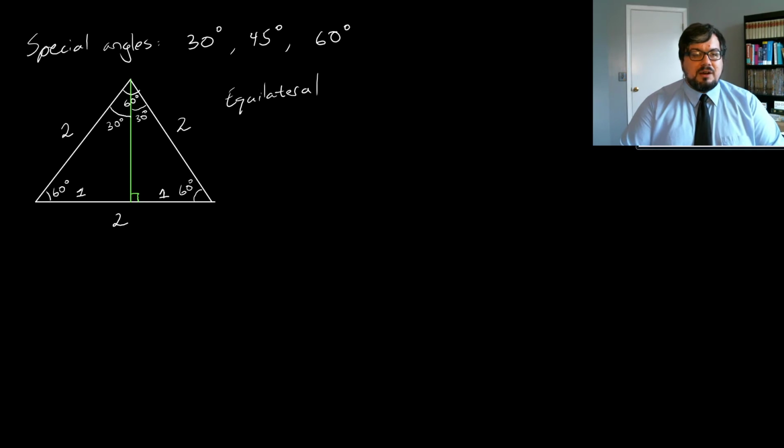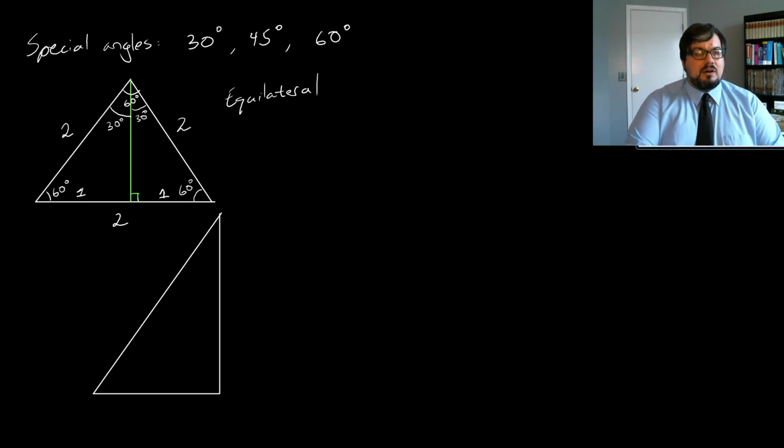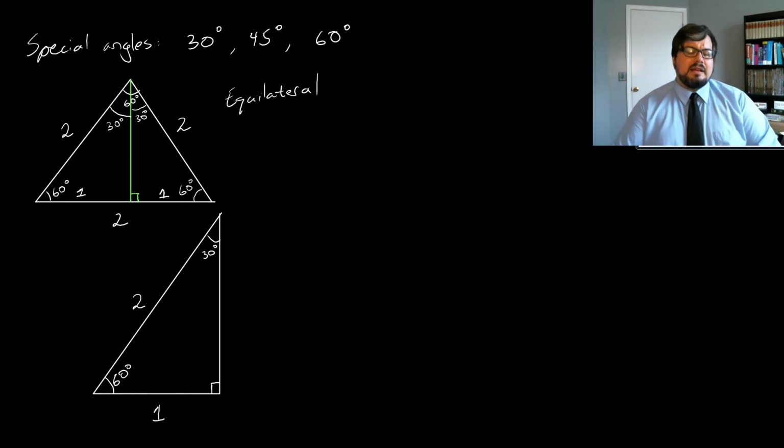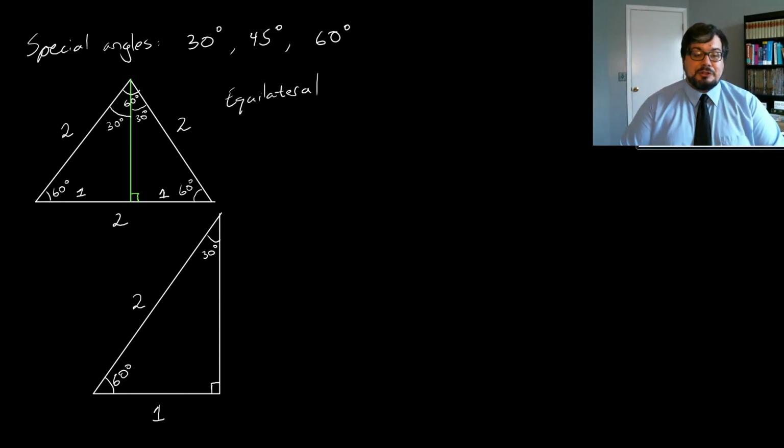So what I want to do now is to just copy one of these triangles down and look at it a little bit more closely. I'll go ahead and copy it down in approximately the same orientation that it was, but I'm going to scale it up a bit for us to look at. So we've got a right triangle here with interior angles of 30 degrees and 60 degrees. Its hypotenuse has length 2 and one of its sides has length 1.